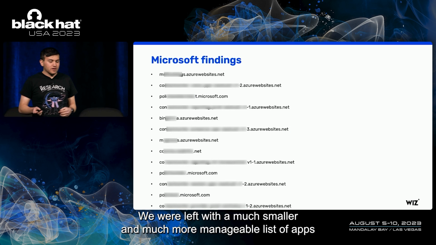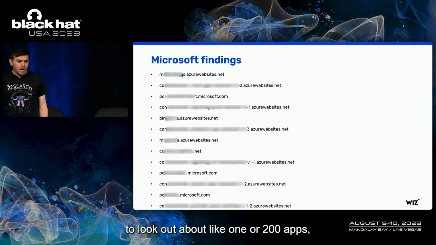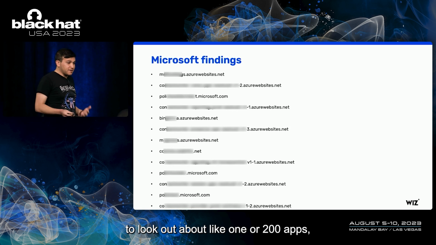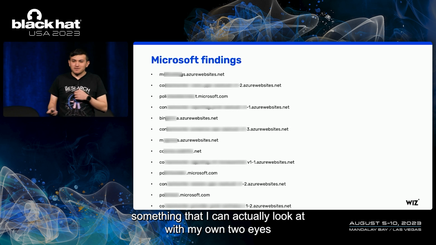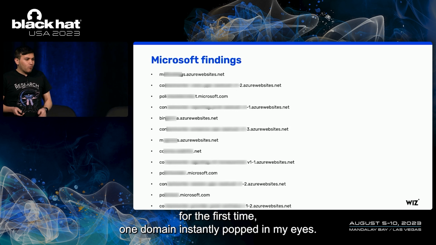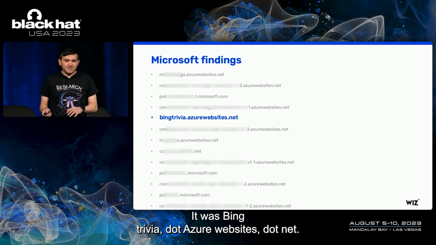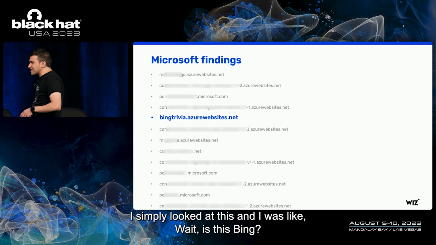After this deduction, we were left with a much smaller and much more manageable list of apps to look at, about like 100 or 200 apps, something that I can actually look at with my own two eyes and figure out what's interesting and what not. And when I scrolled through this list for the first time, one domain instantly popped into my eyes. It was bingtrivia.azurewebsites.net.